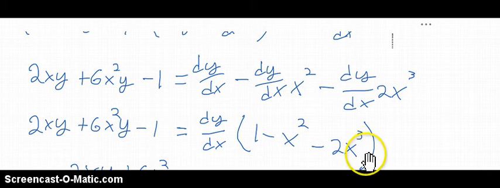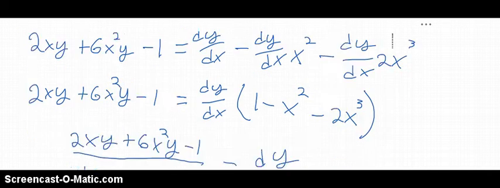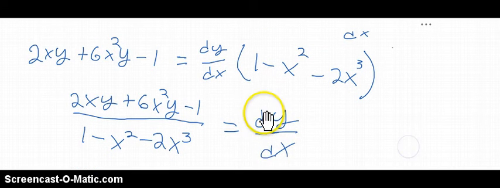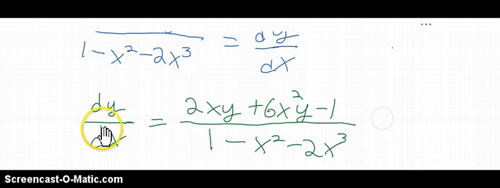Now that you know this, you can rearrange for just dy/dx. You just divide by 1 minus x squared minus 2x cubed on the other side of the equation, giving you your final answer of dy/dx equals 2xy plus 6x squared y minus 1 over 1 minus x squared minus 2x cubed.